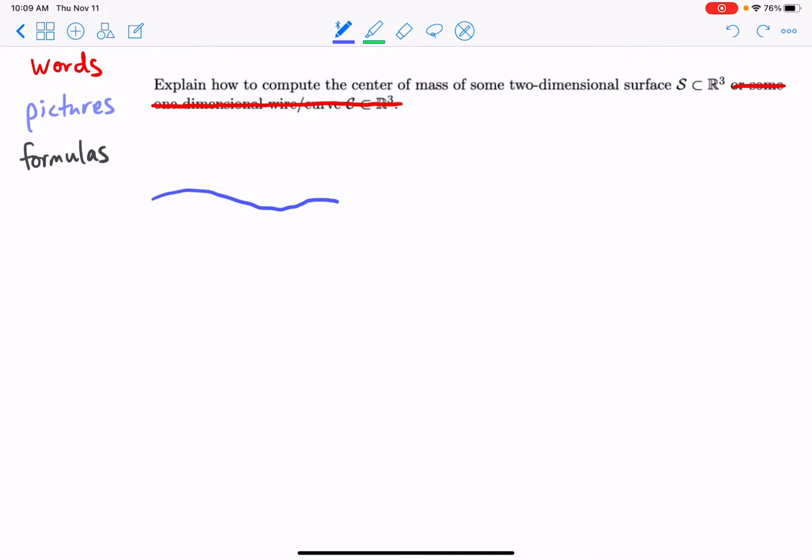So first, a picture. Let's say that this is some surface in three-dimensional space, and let's say I want to balance it on my finger. Maybe here's my hand, here's my thumb, and I'm trying to balance this. And right there, this point where I can balance it, that is the point x bar, y bar, z bar. It's the center of mass of this surface S. So it's the point where you can balance it. That's the center of mass.